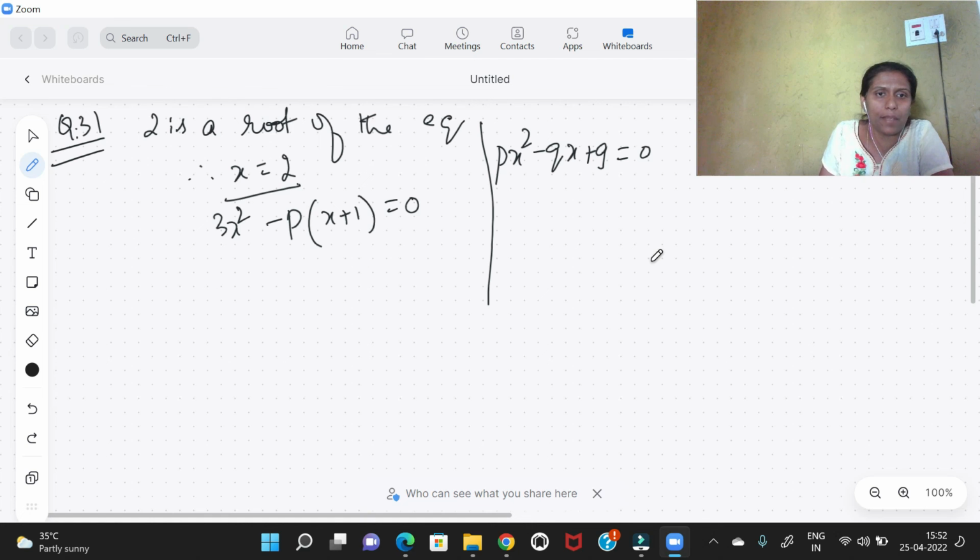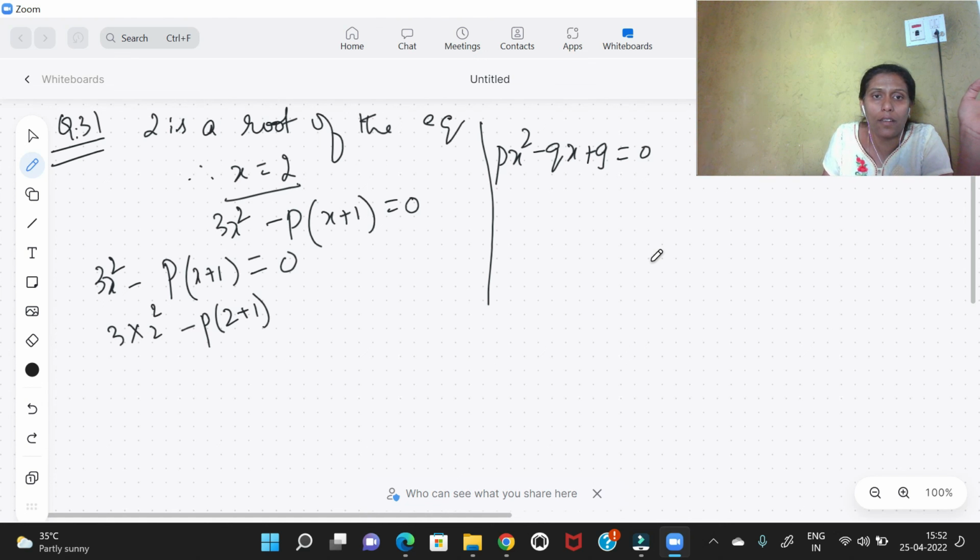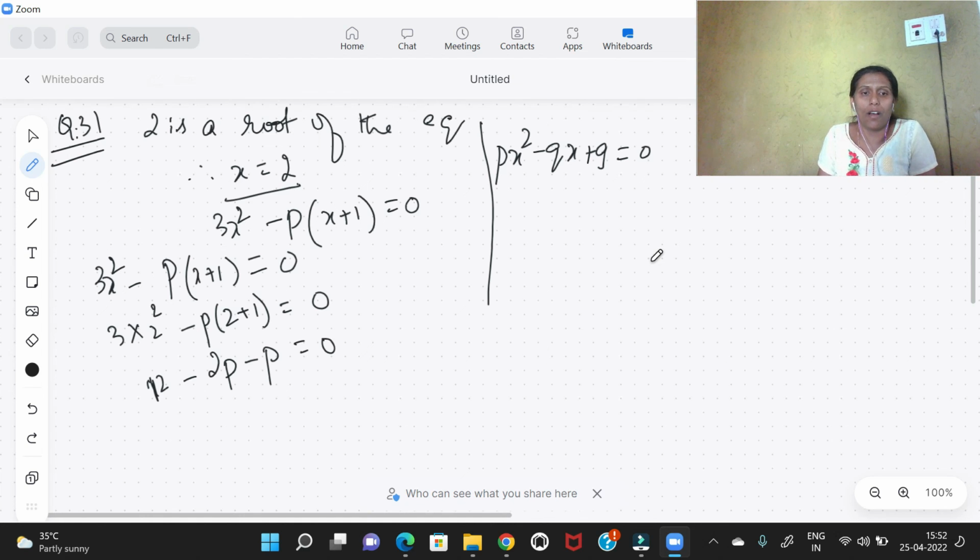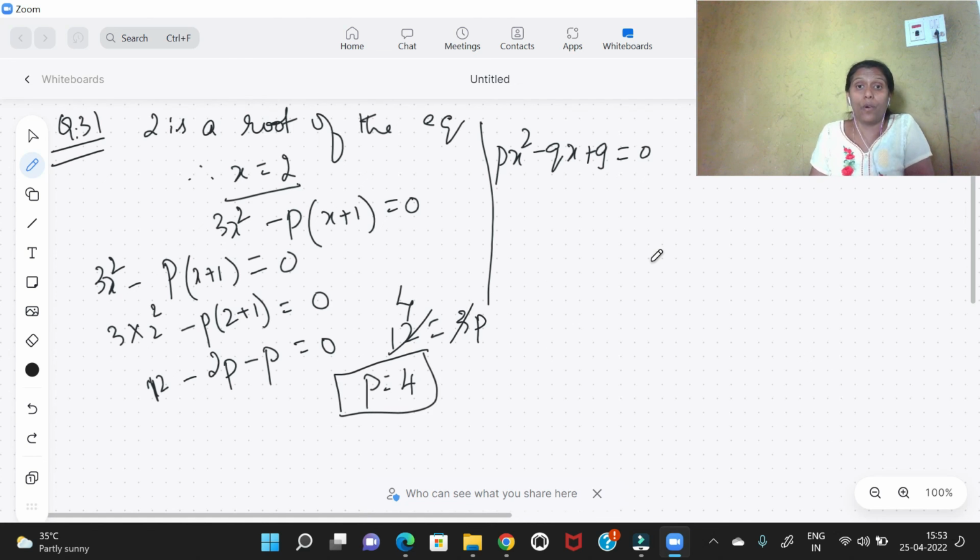Alright. Now it is very simple. What are we going to do? 3x square minus px plus 1 is equal to 0. 3 into 2 square minus p into 2 plus 1 is equal to 0, which is 12 minus 2p plus 1. This is 12, okay? 12 minus 2p minus p, or it was as simple as 3p is equal to 12, or p is equal to 4. It is as simple as that, we got the value for p as 4.